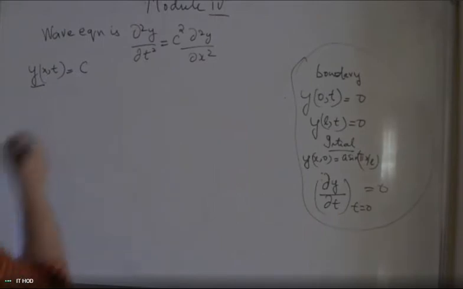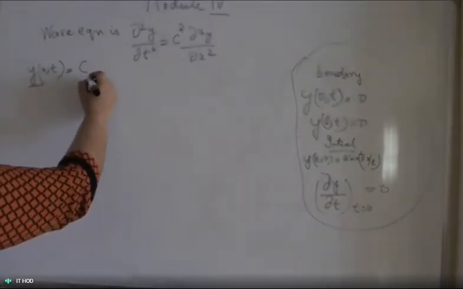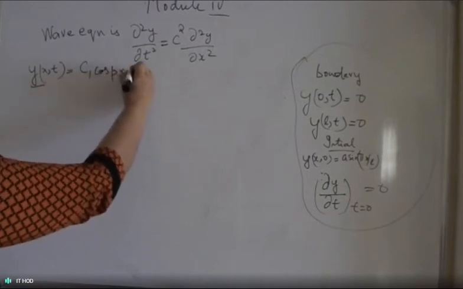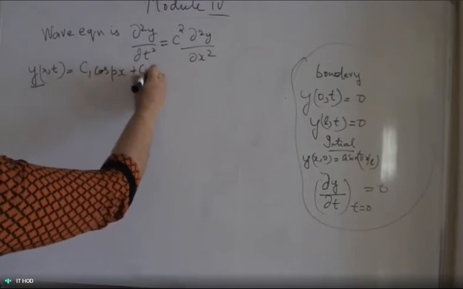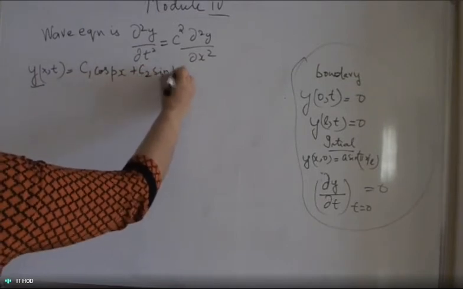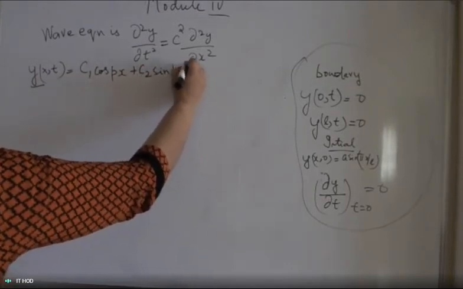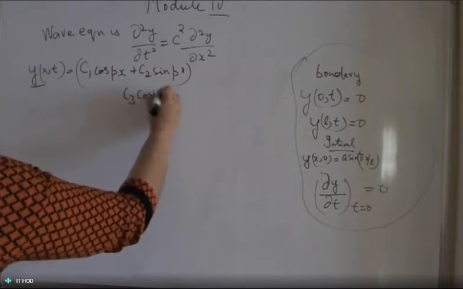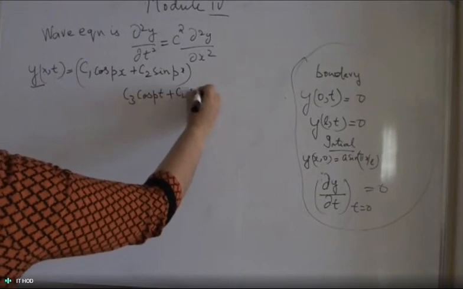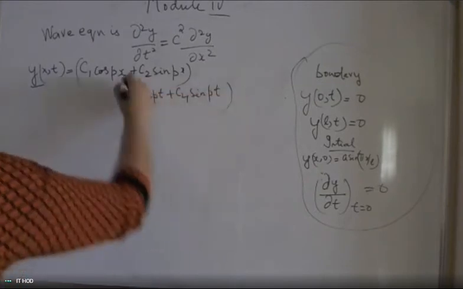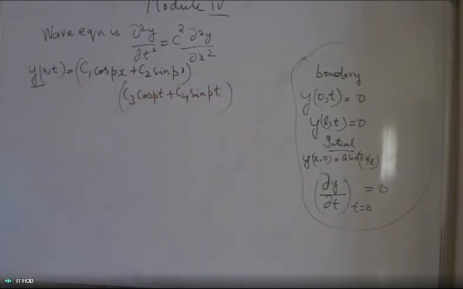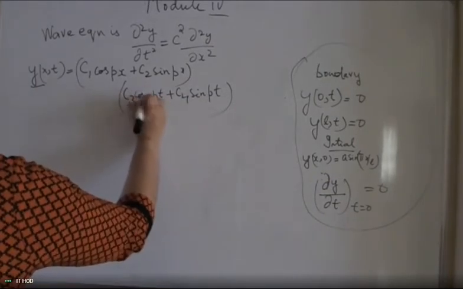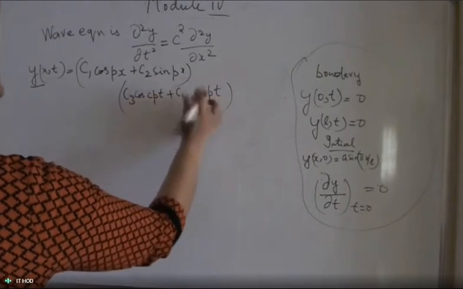That is y. So y is equal to (C1 cos px plus C2 sin px) into (C3 cos cpt plus C4 sin cpt). We already know the solution is this one.